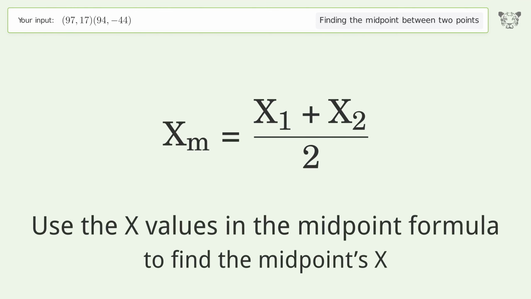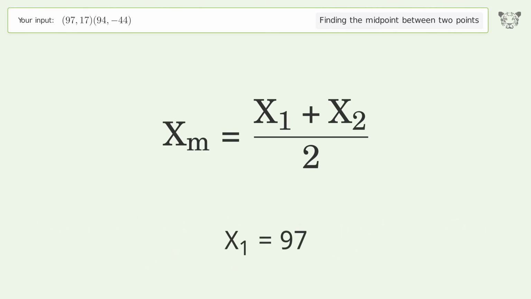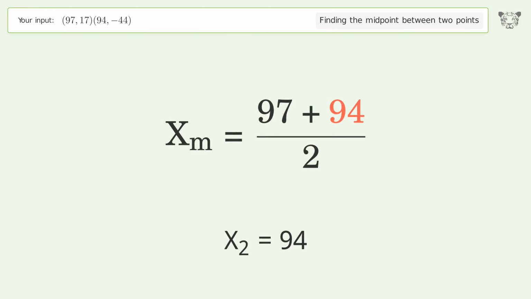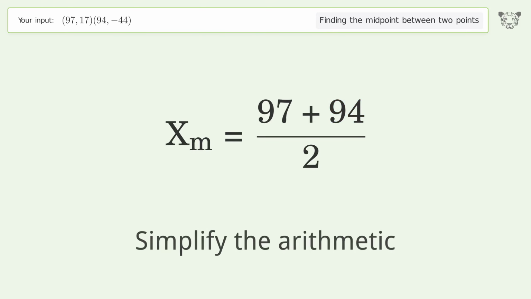Use the x values in the midpoint formula to find the midpoint's x. x1 equals 97. x2 equals 94. Simplify the arithmetic.